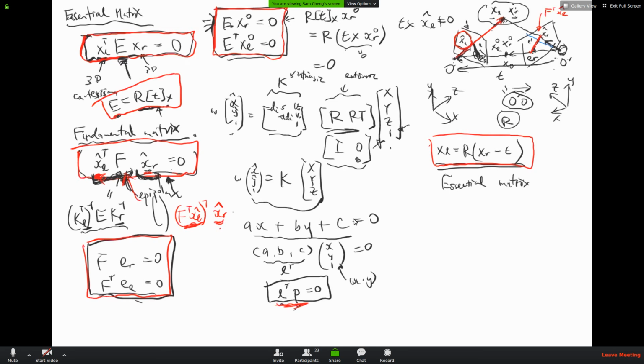And by the same reasons, we can do the other way around. If we start with XL hat here, we will know where the epipolar line is for this point. The epipolar line is actually just F times XL hat. So with F times XL hat on the other screen, just look at this line here, you can find this XL here. Yeah, that's basically it.